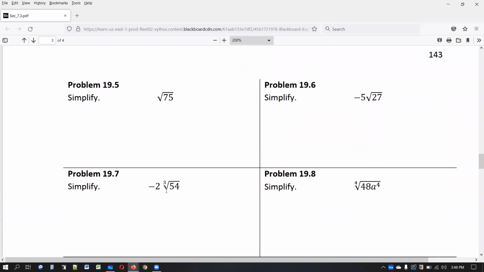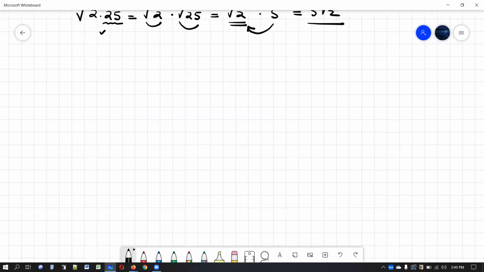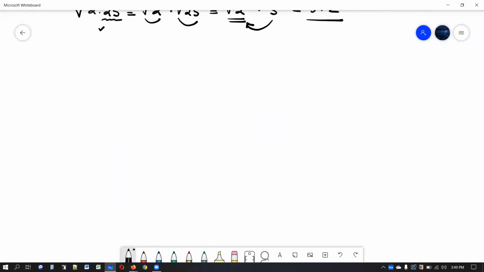Let's do some of these problems so that you can see how to work them out. So I am going to do possibly 2, this one, and maybe this one, and leave you the other 2 for practice. Okay, so let's do radical 75. Okay, so here we go, radical 75.